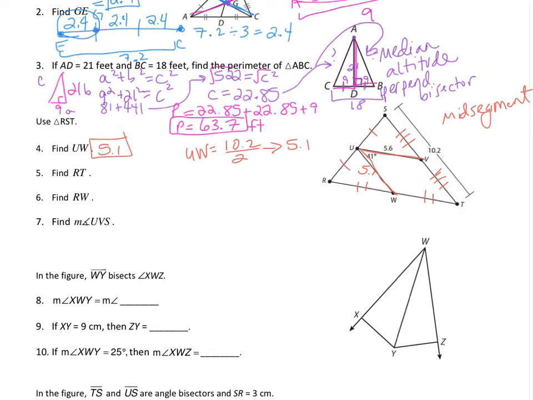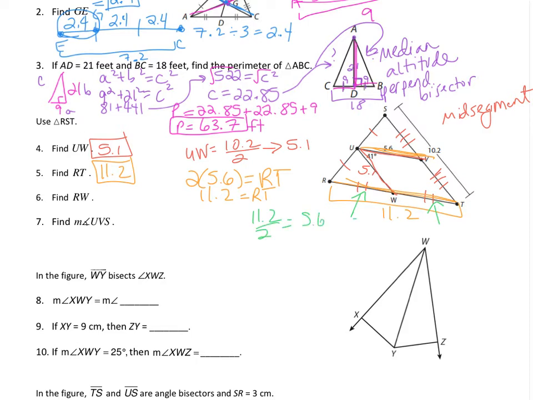Next, for RT, we know that UV is going to be parallel to it, and if I take 2 times the 5.6 we already have, that will equal the side it's parallel to, or the RT. So if you multiply 5.6 times 2, we get 11.2. And since we already know our RT now is 11.2, that means each of our little pieces right here are going to be half of that because point W is the midpoint. So if we take 11.2 and we divide that by 2, we get 5.6. So each of these are 5.6.